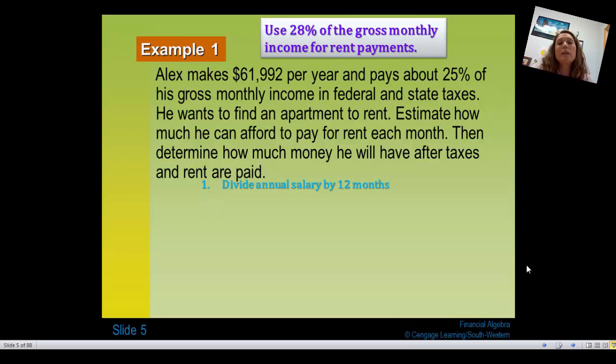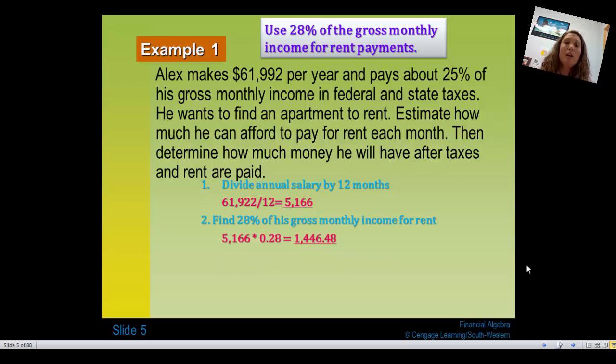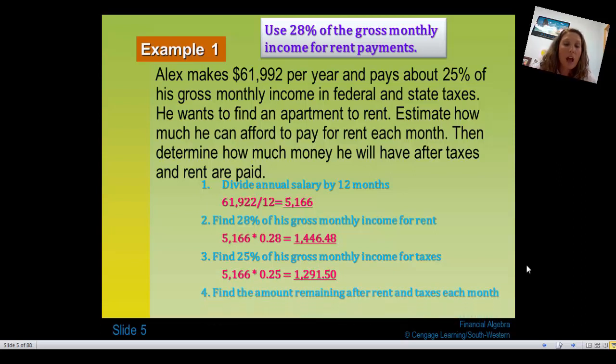So how do we do this? First, we need to divide his annual salary by 12 months. So we take $61,992 and divide that by 12, and we end up with $5,166. Number 2, we find 28% of his gross monthly income for rent. So 28% of his gross monthly income, and we end up with $1,446.48. Then we find 25% of his gross monthly income for taxes. So we take 25% of what he makes in a month, and we have $1,291.50.